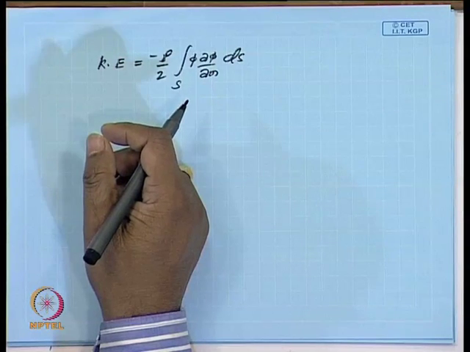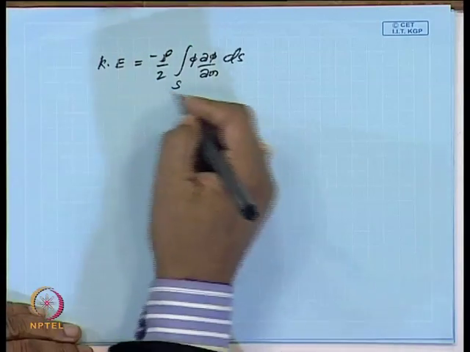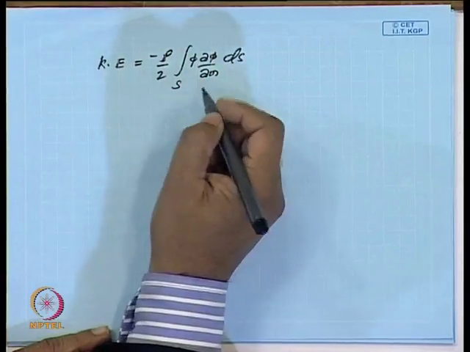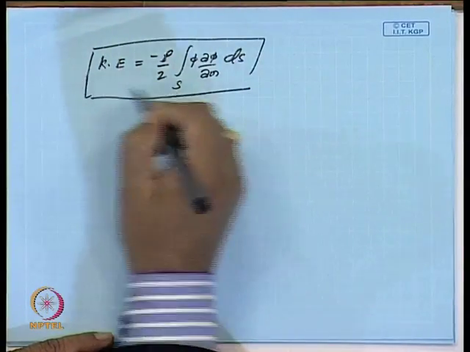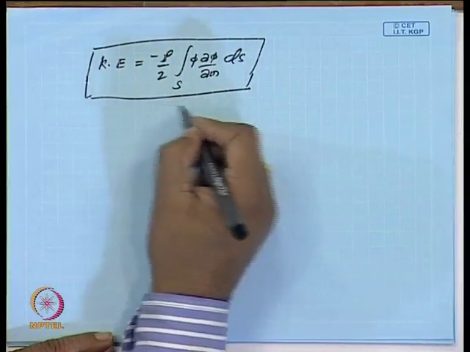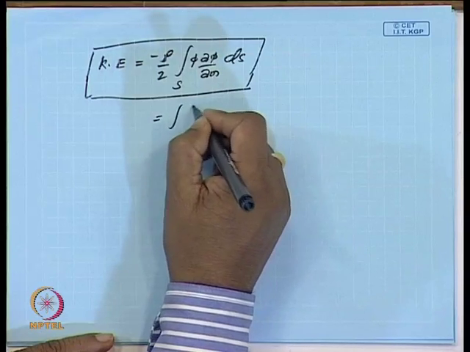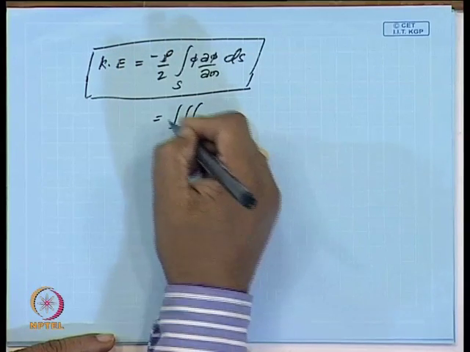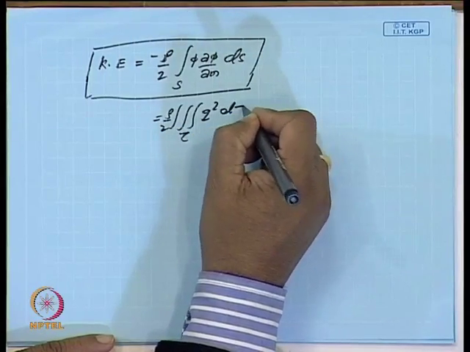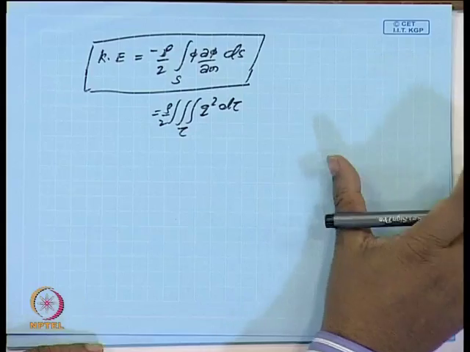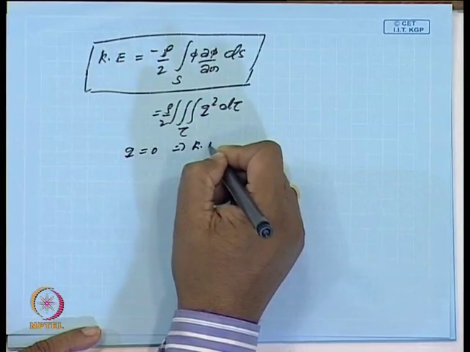some more results on this. Now, what will happen? This is my basic definition of kinetic energy. This can also be written as rho by 2 integral of q square d tau. Now, if I say q is 0, that means my kinetic energy is 0.